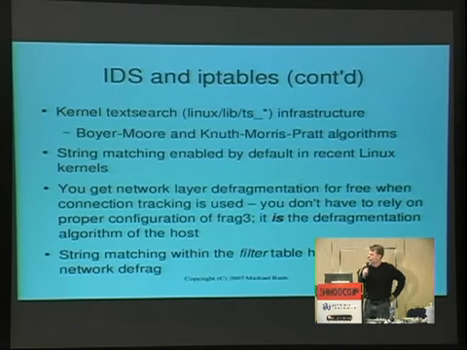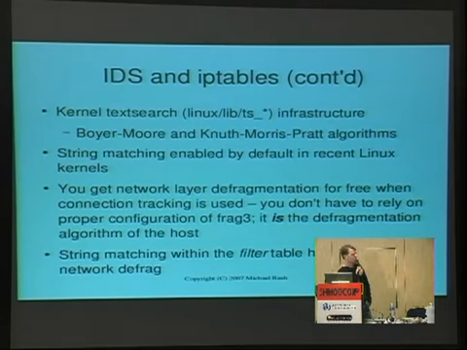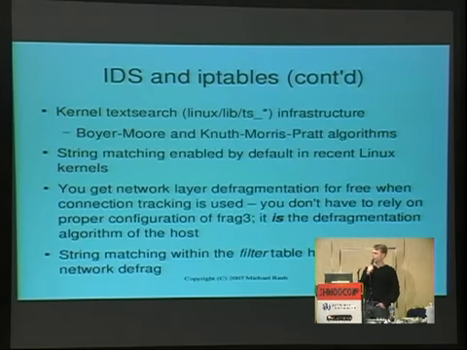So when you combine NetFilter connection tracking with the string match extension, you essentially get network layer defragmentation for free. And this is a nice consequence. If you look at the FRAG3 preprocessor in Snort, you will see that you can tune the algorithm that Snort uses to defragment network layer traffic. That's important because various IP stacks out there have differences in how they reassemble network fragments.